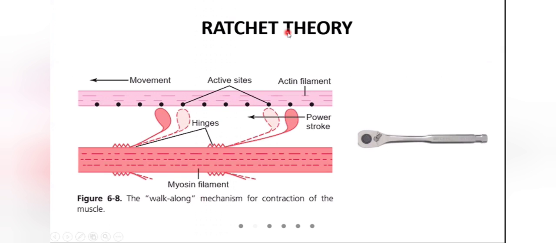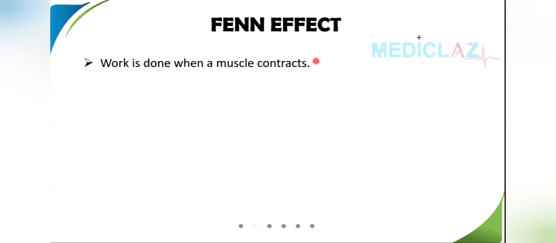Fine. So next, the Fenn effect. What is the Fenn effect? Work is done when a muscle contracts. Whenever you have to move or lift something, your muscle has to contract, and automatically work is done. But how is the muscle contracting? The muscle contains sarcomeres. Inside the sarcomere, you have actin and myosin, like this, in between. This is contracting, and this contraction leads to the contraction of the muscle.